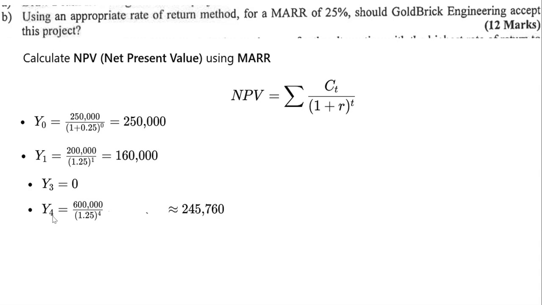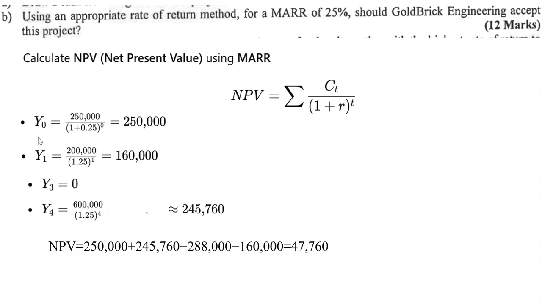So on year 4, what's the value? Yes, you're correct. We are earning $600,000, so we are dividing by 1 plus MARR, 1 plus 0.25 to the power of 4. And the value would be 245,760. I told you that we have to do year 2 as well, so I didn't do that here, but I know that's the value for that one. It would be 288,000 because it's expending.